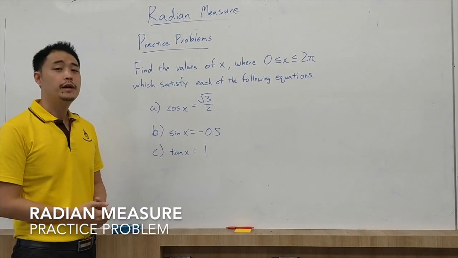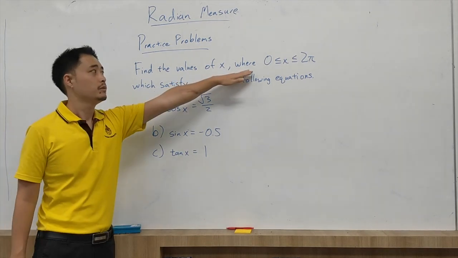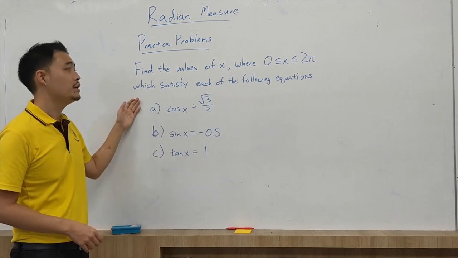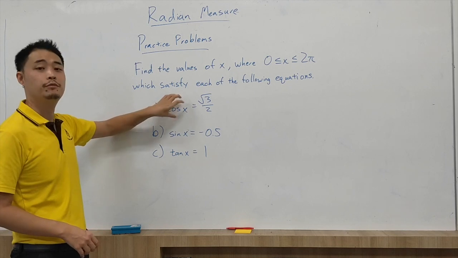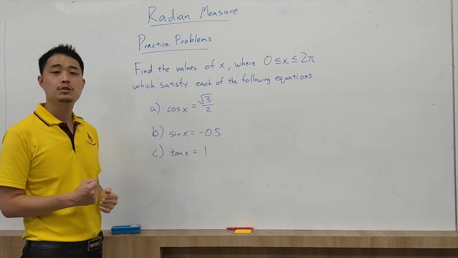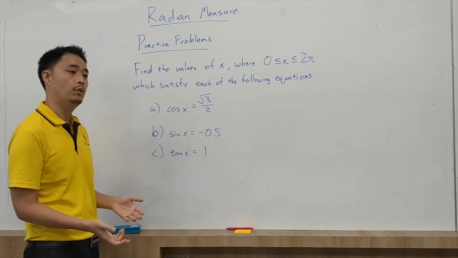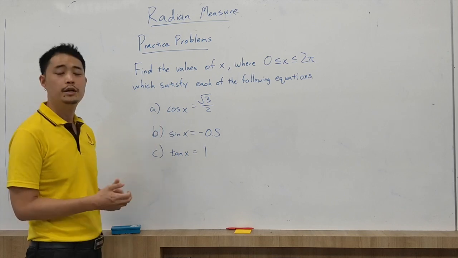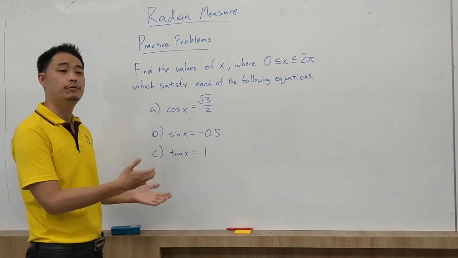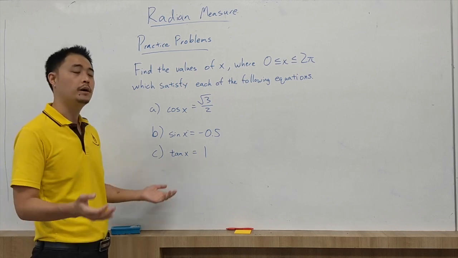Okay guys, so for our practice problem today, I want you to find the values of x, where 0 is less than or equal to x, less than or equal to 2 pi, which satisfy each of the following equations. Obviously, they're going to be different values of x for a, b, and c. Again, this is just like solving these problems with degrees, only now your answer is just going to be in radians. So, for example, if the first one, your answer is going to be 60 degrees or 30 degrees, then instead of 30 degrees or 60 degrees, you would say pi over 6 radians or pi over 3 radians.